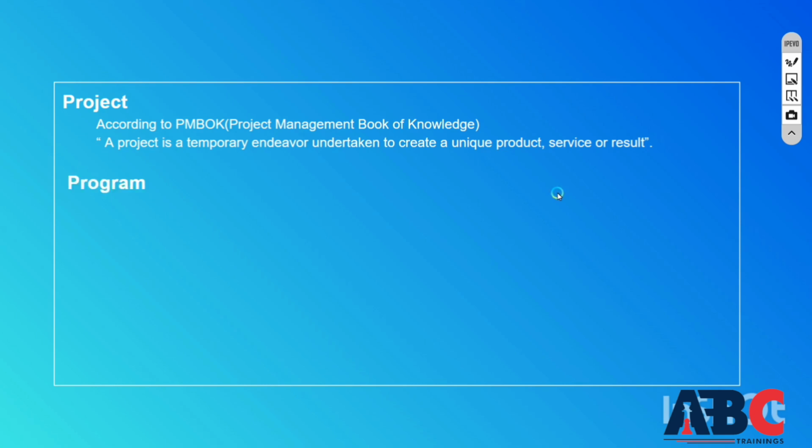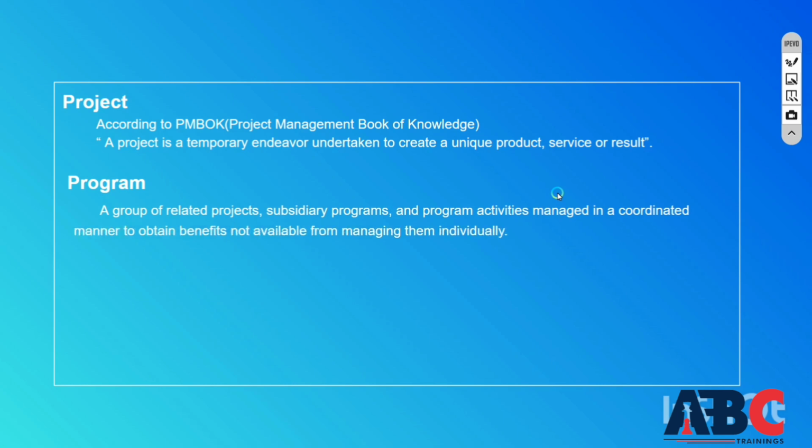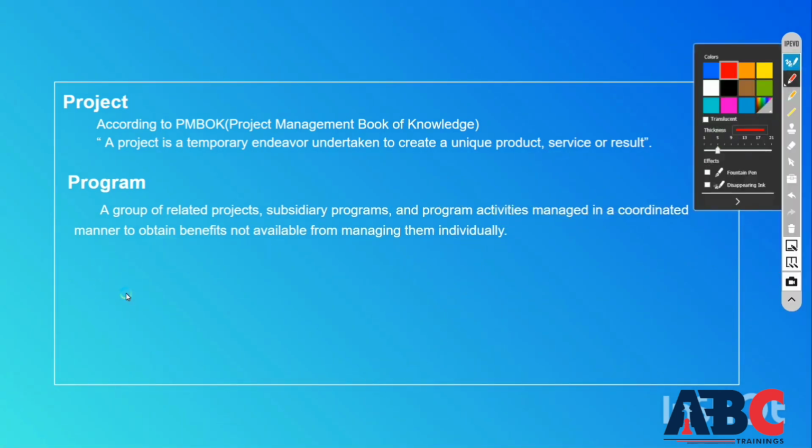Then second comes what we call a program. So what is a program? In simple language, it is a group of related projects and program activities managed in a coordinated manner, to obtain benefits not available from managing them individually. It is different from a project. Understand that I have different projects, like a P1 project, a P2 project and a P3 project.